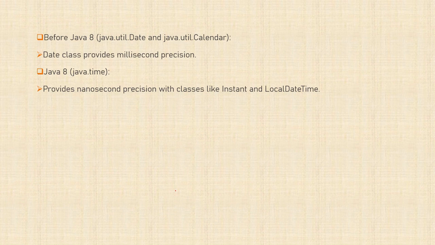Before Java 8, the Date class provides millisecond precision, and Java 8 provides nanosecond precision with classes like Instant and LocalDate. So before Java 8 we were getting only millisecond precision, but in Java 8 nanosecond precision is also available. So this is also an advantage.